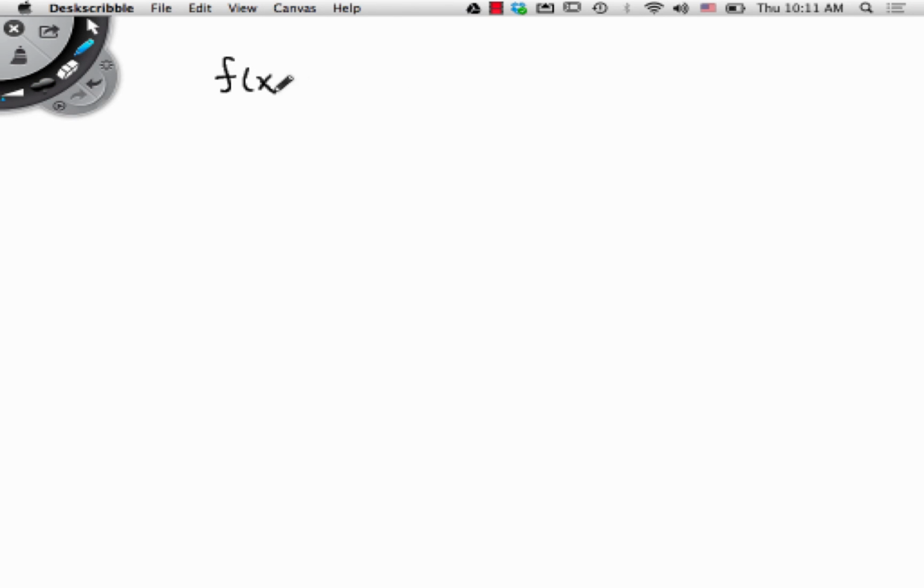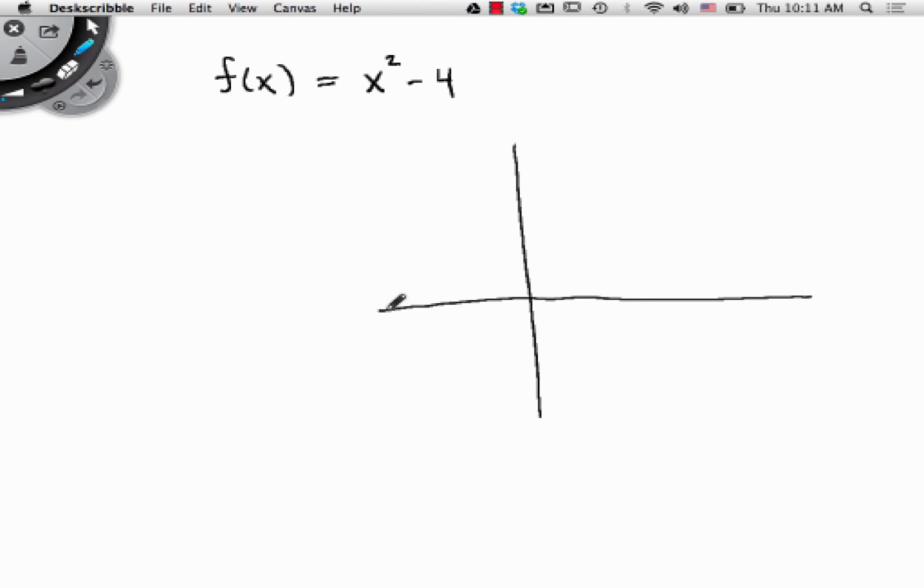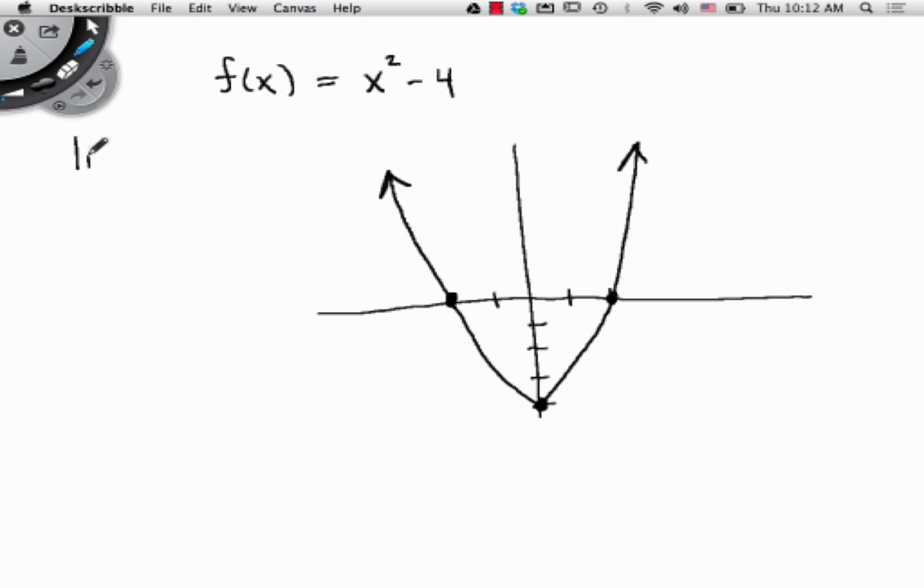Let's just say f of x is equal to x squared minus 4. I want to know what the limit as x goes to -2 is from the left of the function.